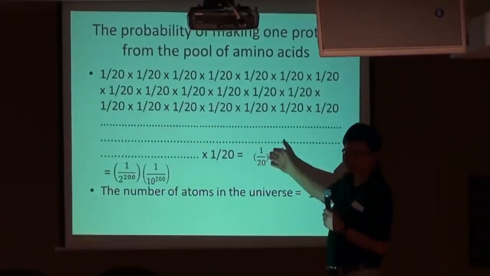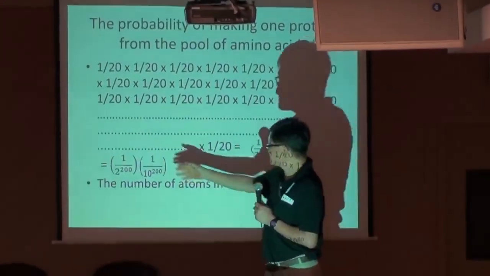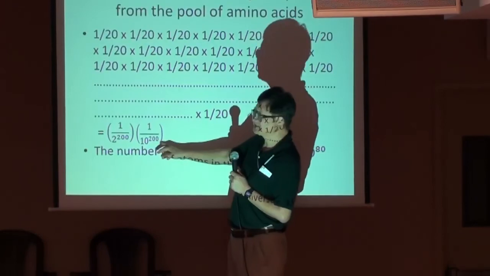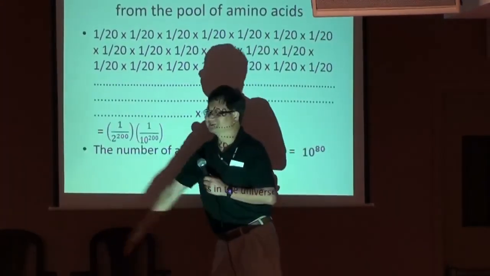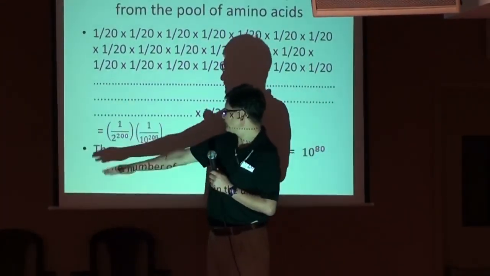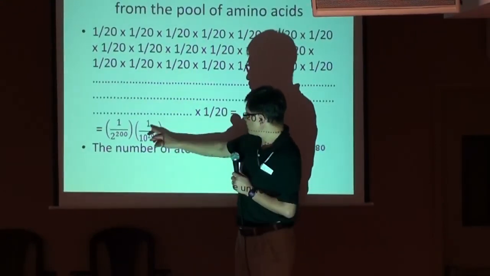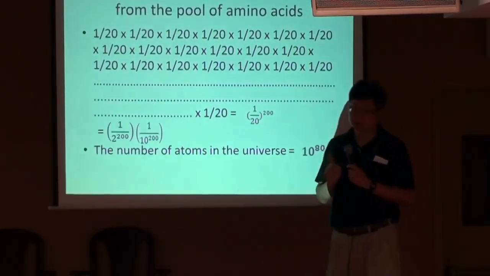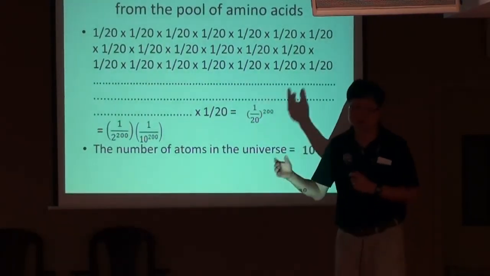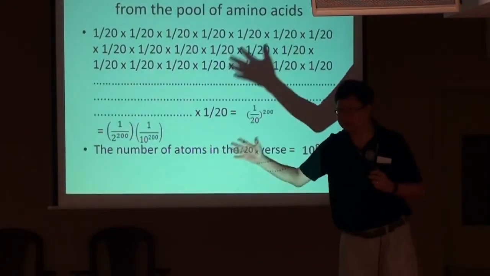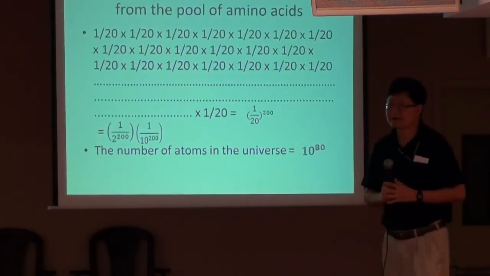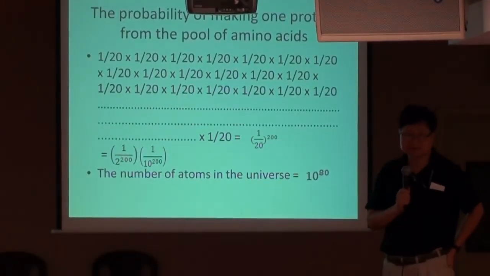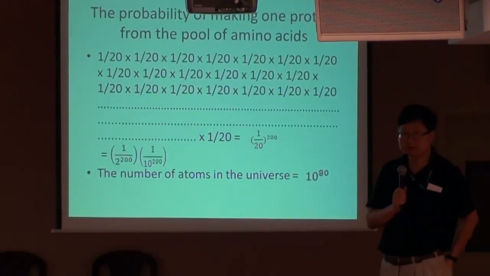So I did some math work. I split this one: 1/2 to the 200th times 1/10 to the 200th. Forget about this one, let's give that away. Let's talk about this one: 1/10 to the 200th. That's the probability of making one protein naturally, even though everything is ready. Okay, what would be the probability you can get the jackpot? Do the lottery.